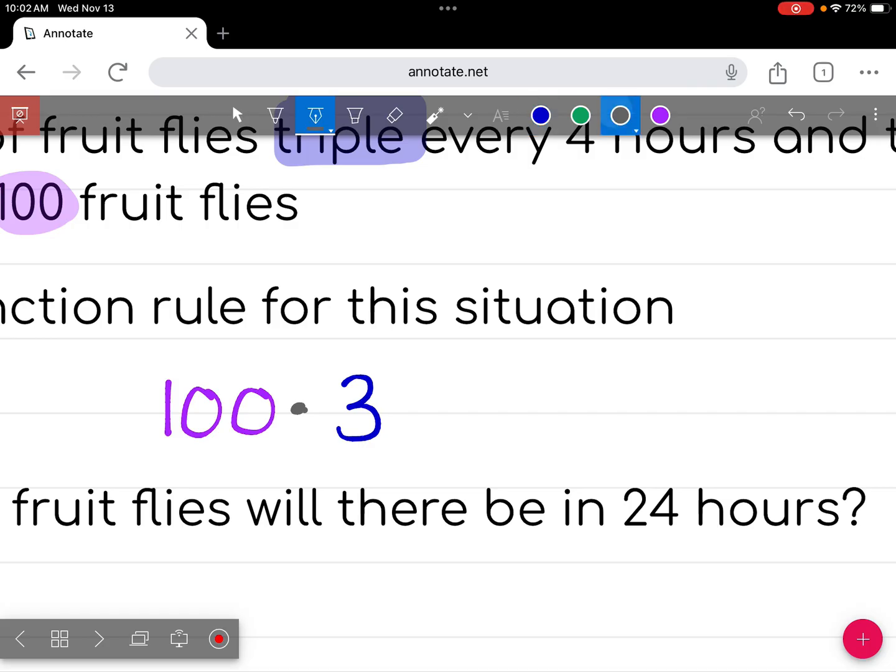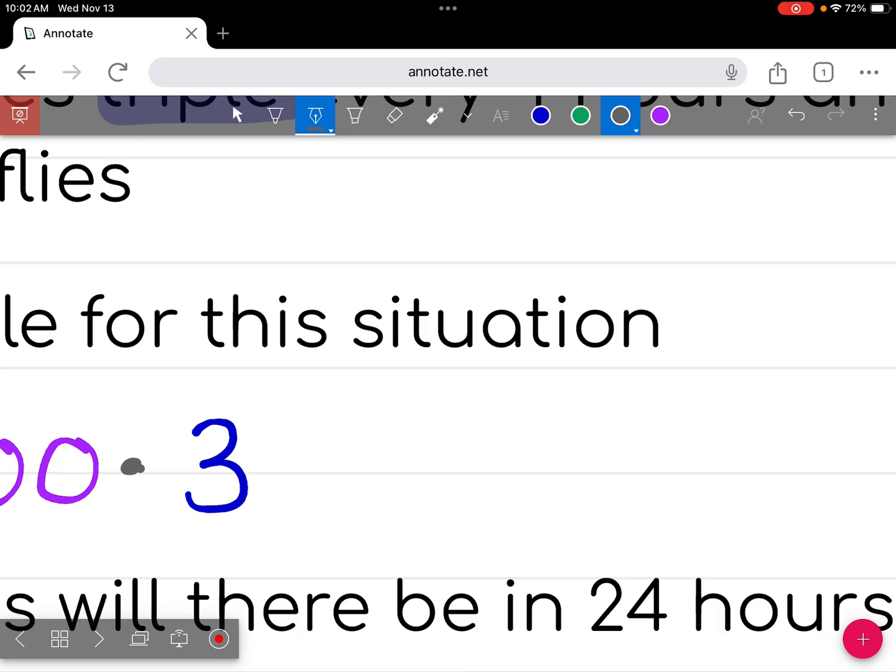So if I want to be able to say at 1 hour I have this many flies, at 12 hours I have this many flies, at 24 hours I have this many flies, I want to be able to put in hours at the top. So we've got to think about how we could write that as our exponent.